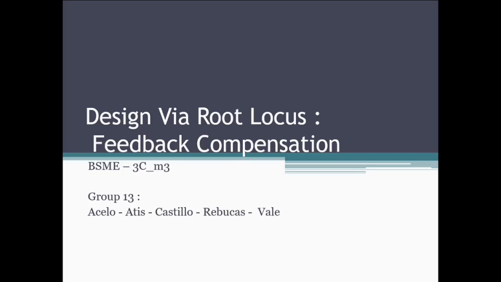Good morning, everyone. Today, our group is assigned to report all about Design via Root Locus, which is feedback compensation.